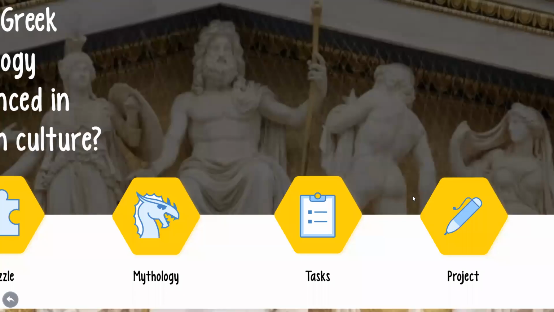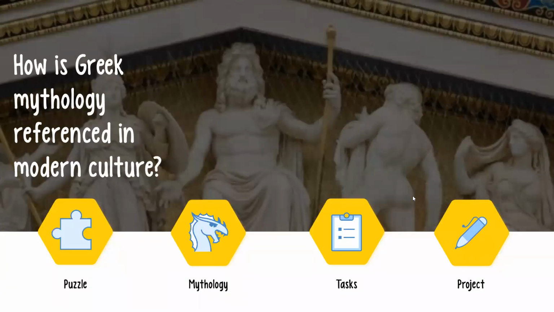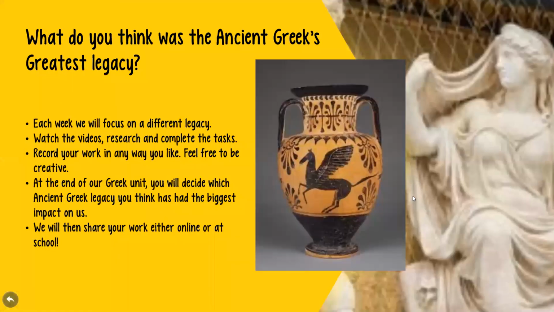Now remember, we're looking at Greek mythology this week. Last week we looked at the Olympics, but in a few weeks' time, we're going to think about, well, what was the greatest legacy that the Greeks left behind? So whilst you're researching and you're thinking about this week's task, still have that question in the back of your mind. What was their greatest legacy? Okay, which thing that they've left behind has had the biggest impact on us today?